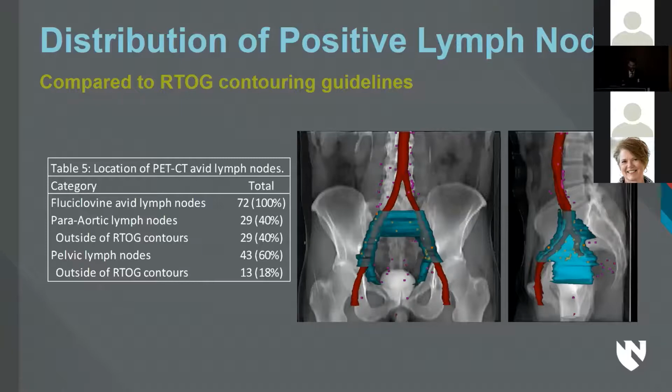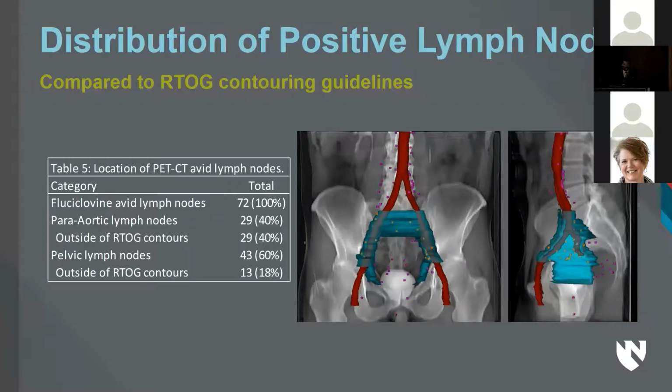We identified a total of 72 positive lymph nodes on imaging, 29 of which were periaortic lymph nodes, and all of those periaortic lymph nodes were outside of the standard nodal coverage. Of the pelvic lymph nodes, we identified 43, 13 of which were outside of the RTOG nodal coverage. That could be because they were inguinal lymph nodes, or they were lymph nodes that just weren't within that 7 millimeters of a CTV.